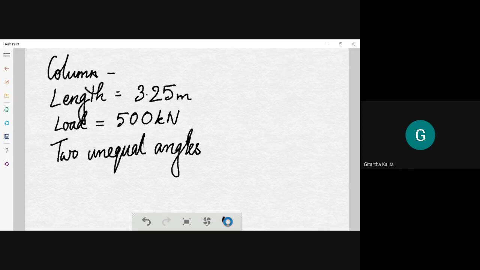Now, for the material of the column, their Fy value is given, 250 Newton per mm square.